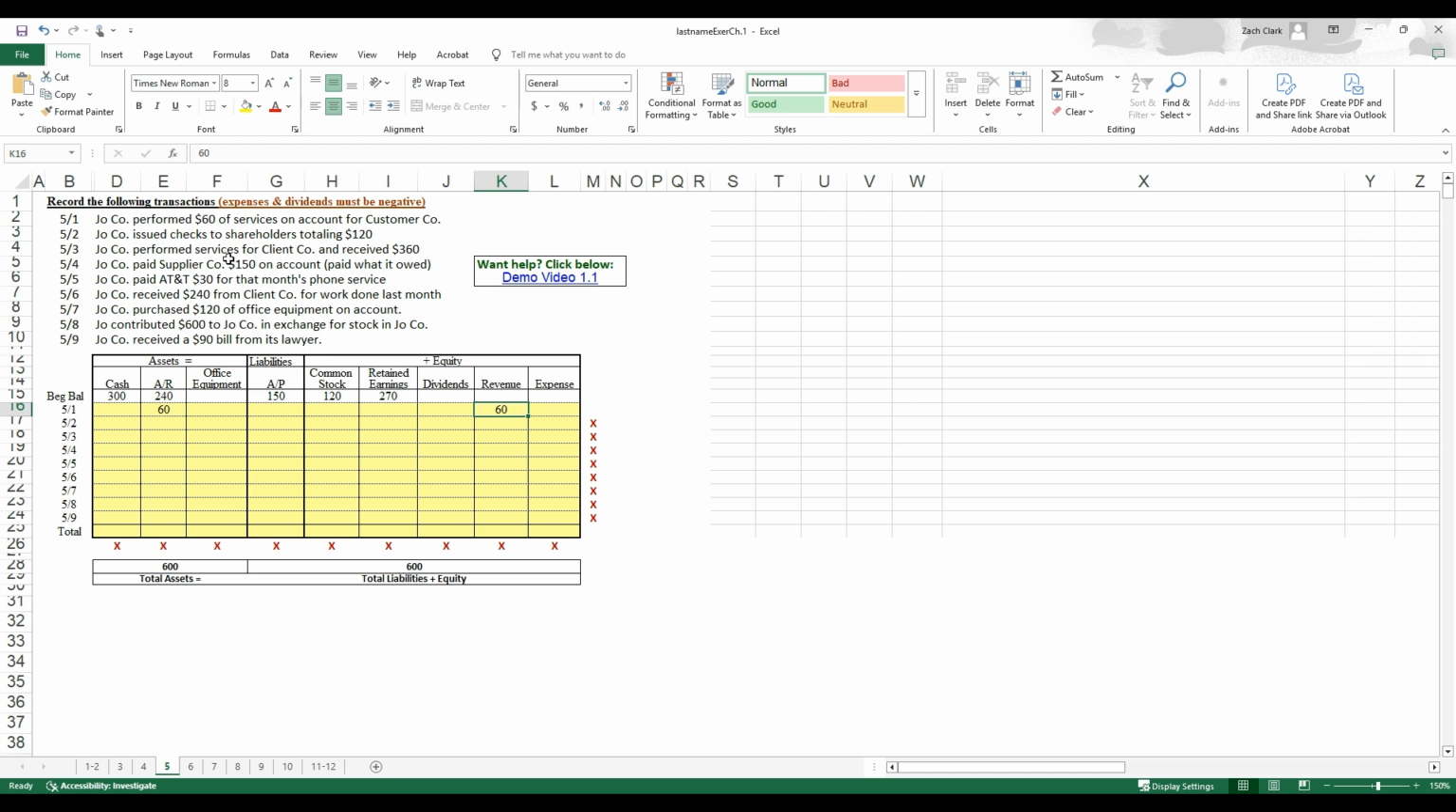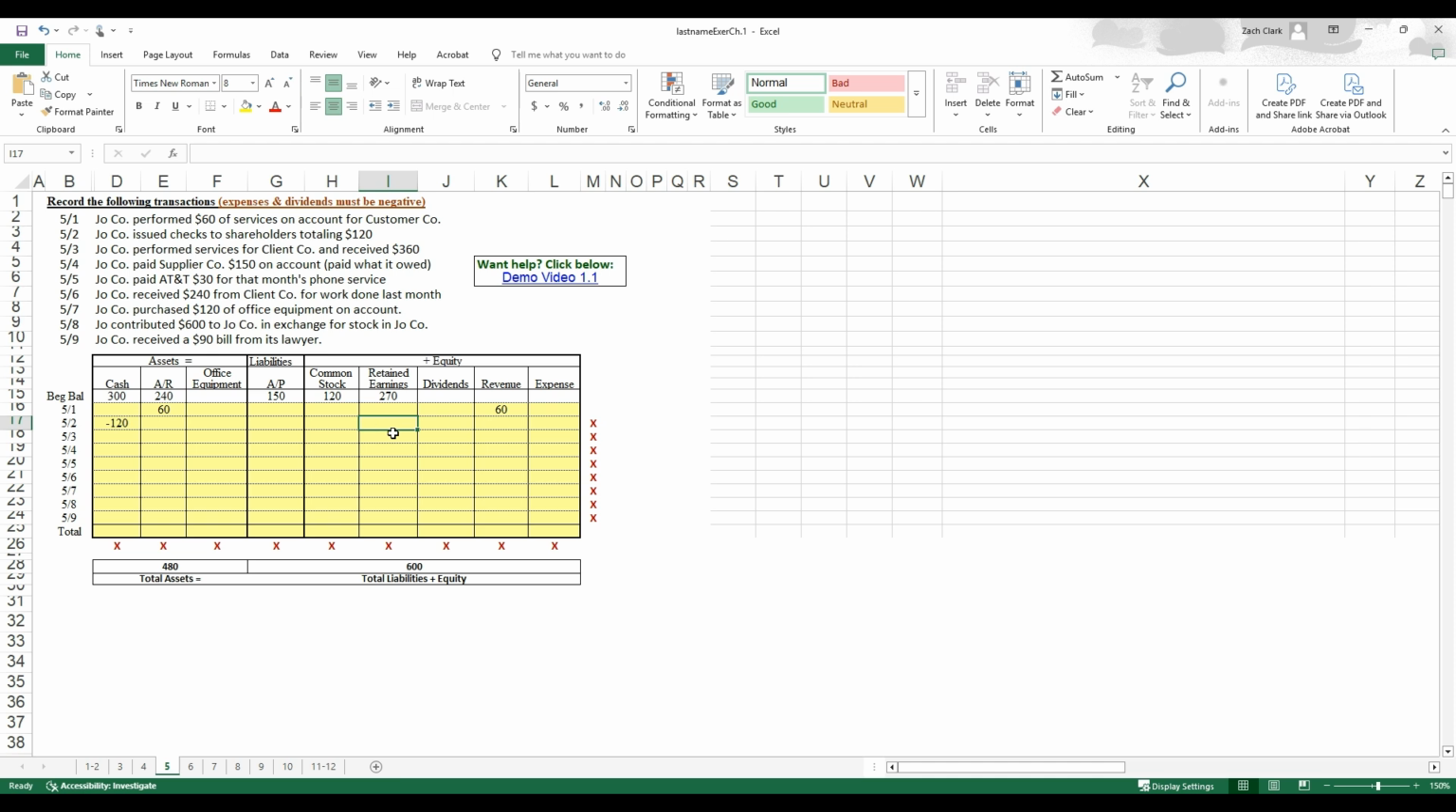In this one, we can see we issued checks to shareholders totaling 120. So again, if we're issuing checks, we're going to want to be hitting our cash account. There's not a separate checks versus cash account. When we issue checks, or receive a check payment, that will be hitting the cash account. But we issued the checks out to the shareholders, so this is a reduction, thinking of it as a dividend, essentially.